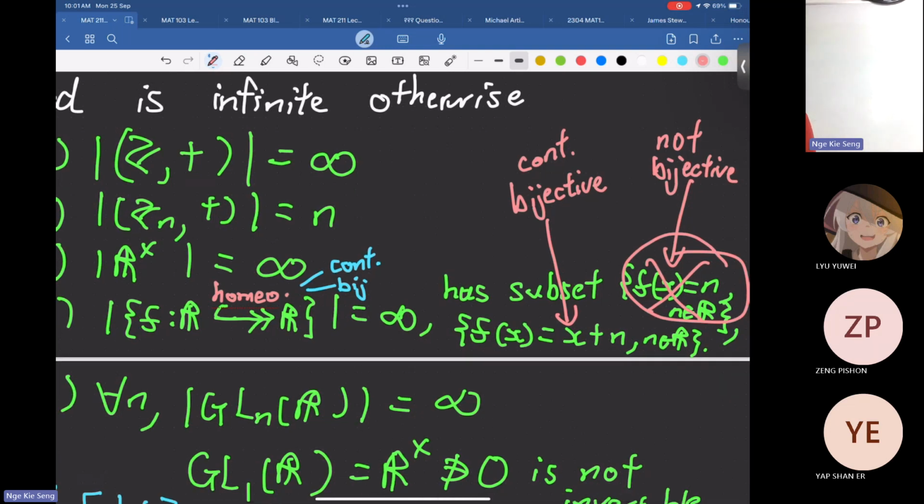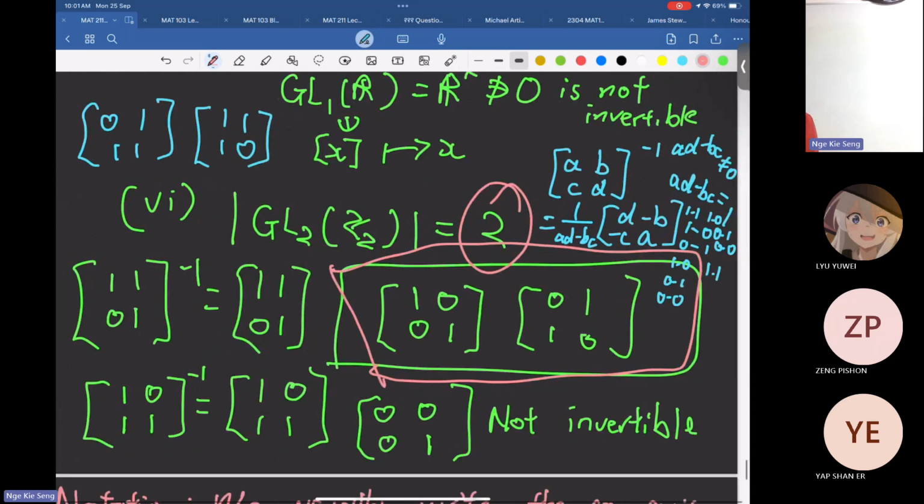But sadly enough, it is not bijective. Okay, although it's continuous, it's not bijective. Right? Okay, it's continuous but not bijective. Okay. Next, this question here.